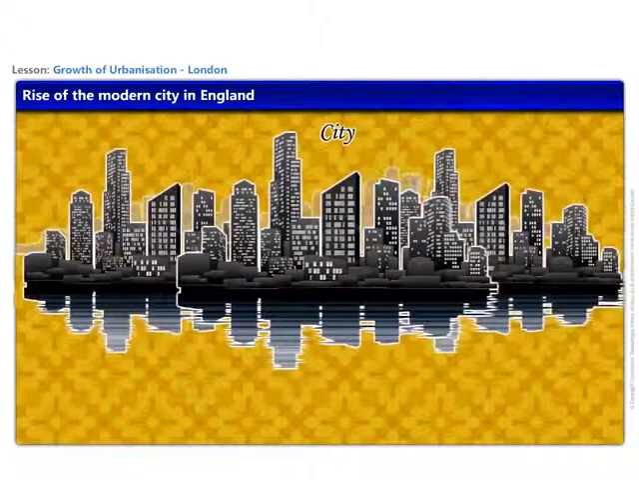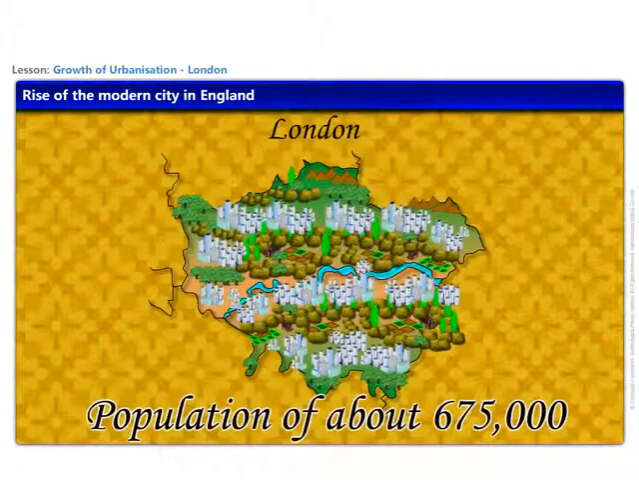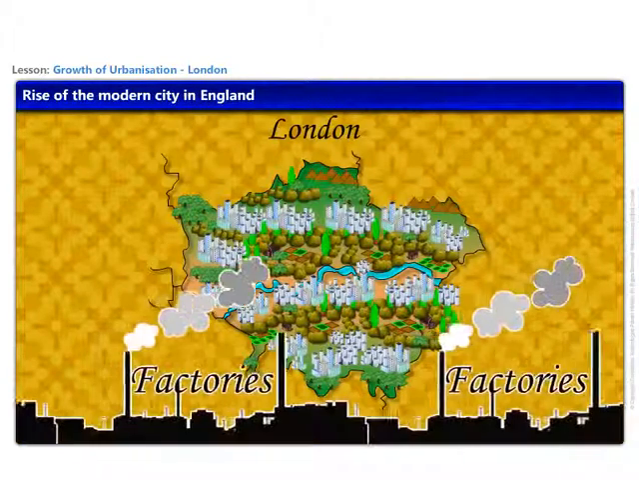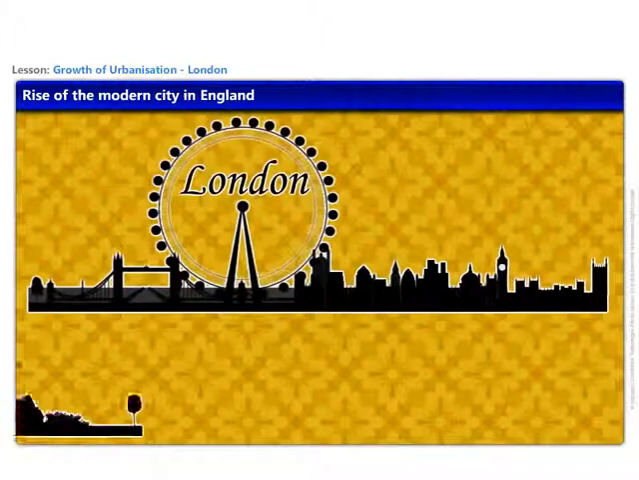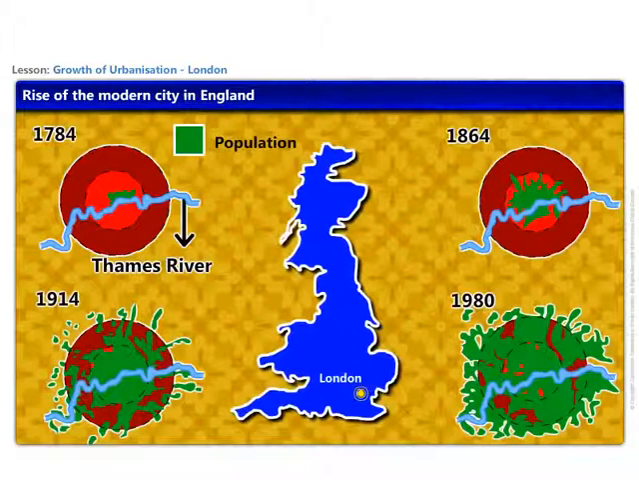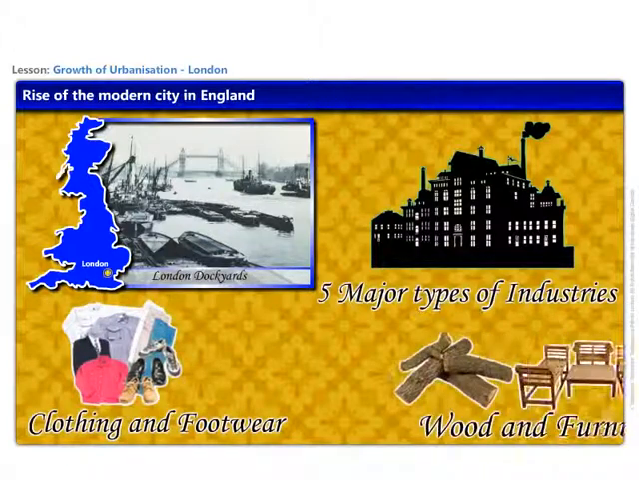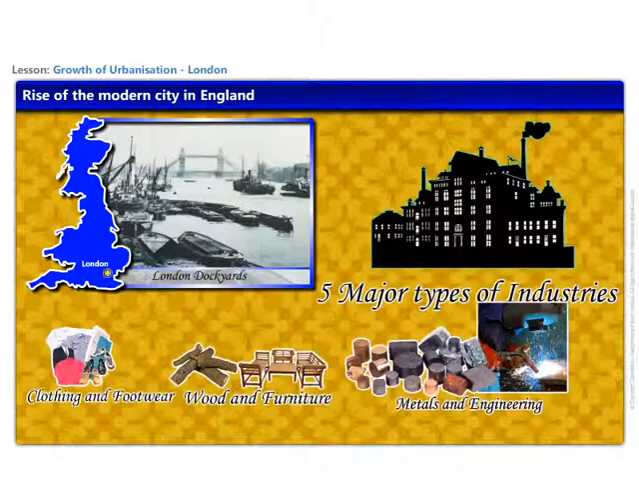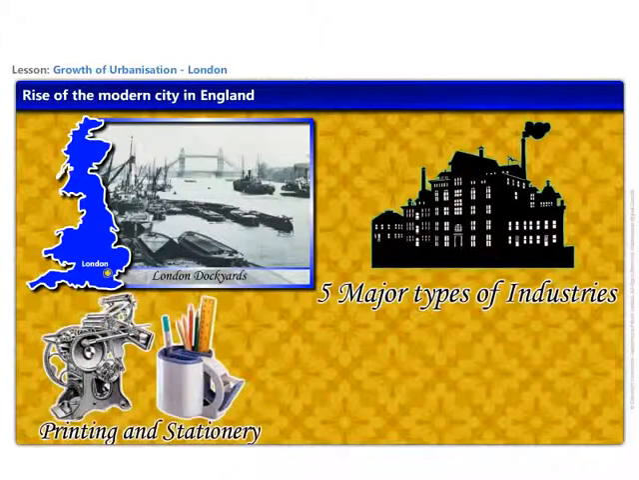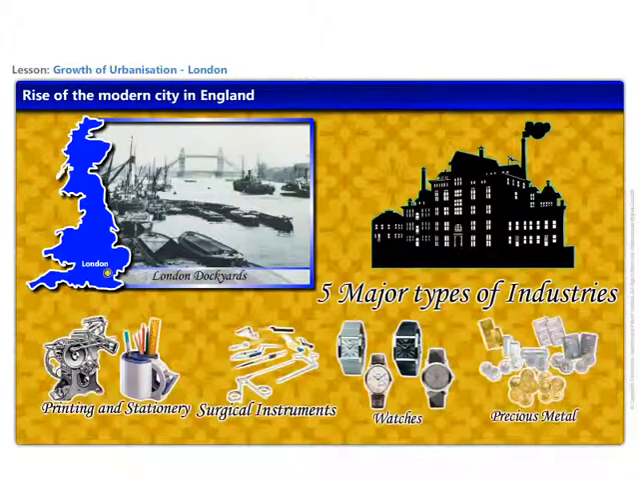If everyone found it attractive to move to the cities, what do you think would happen to the cities? Cities kept growing. By 1750, London also became a colossal city with a population of about 675,000. Though it did not have large factories, London attracted many people from rural areas. Have a look at the map to observe the growth of London over eras. London dockyards and 5 major types of industries employed large number of people, such as clothing and footwear, wood and furniture, metals and engineering, printing and stationery, and precision products like surgical instruments, watches, and objects of precious metal.